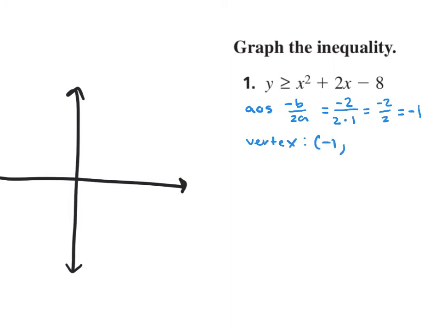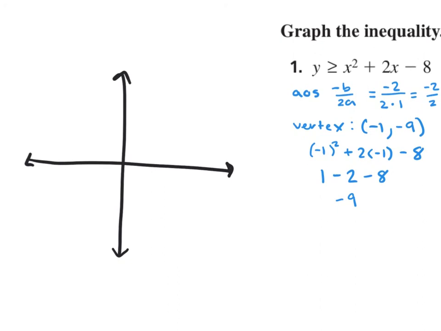is -1. How do we find what our y is? Plug it in. So we have -1 squared plus 2 times -1 minus 8. -1 squared is 1. 2 times -1 is -2 minus 8. So what is 1 minus 2 minus 8? -9. So our y in our vertex is -9. So let's go ahead and graph that point. So we're going to go to the left 1 and down 9. Plot our point there.